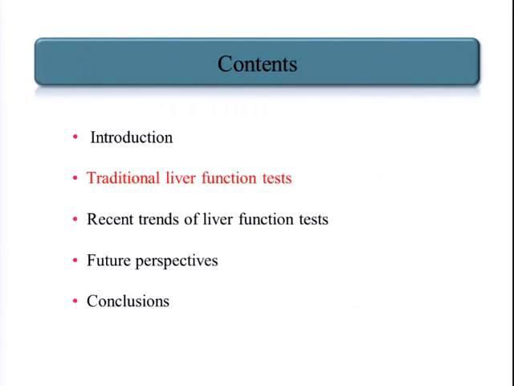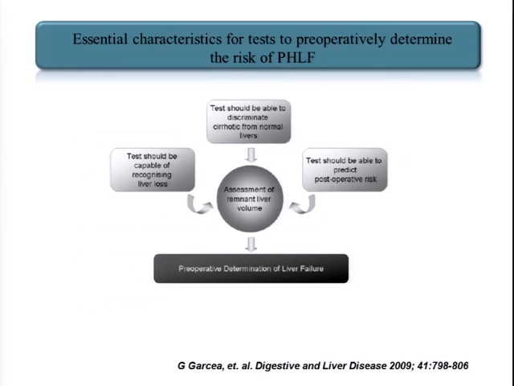So I would like to move on to the traditional liver function tests. Preoperative determination of liver failure risk is very important. We'd like to assess the remnant liver volume. The test should be capable of recognizing liver loss, it should discriminate between cirrhotic and normal liver, and it should predict post-operative liver risk.